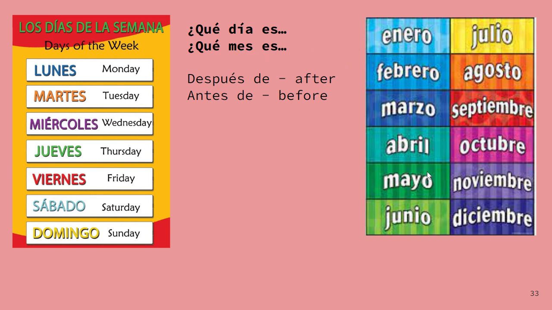Mes in Spanish is month, so let's try the month. ¿Qué mes es después de julio? Es agosto. ¿Qué mes es después de mayo? Es junio. Remember, in Spanish, the J sounds like an H. ¿Qué mes es antes de febrero? Es enero. Enero es antes de febrero.